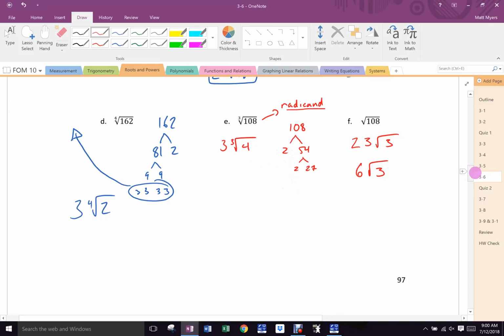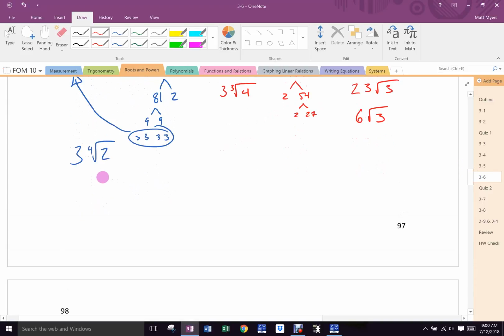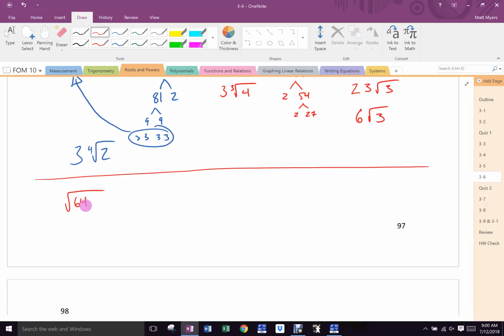Now, all of you should be aware that if I leave this much white space at the bottom of a page, I'm going to do something with it. Root 64. What is it? 8. Great. Why? Because 8 times 8, right? It's a group of 2. Everybody good? Okay.